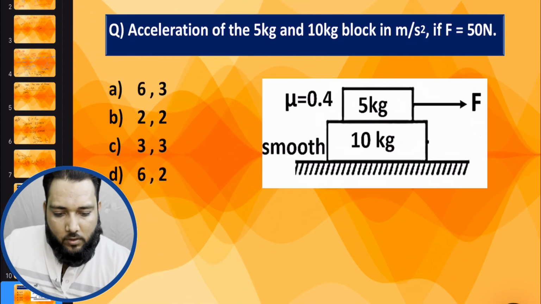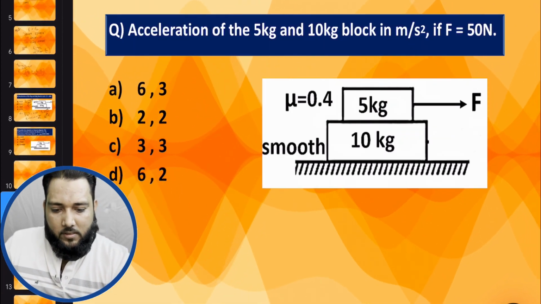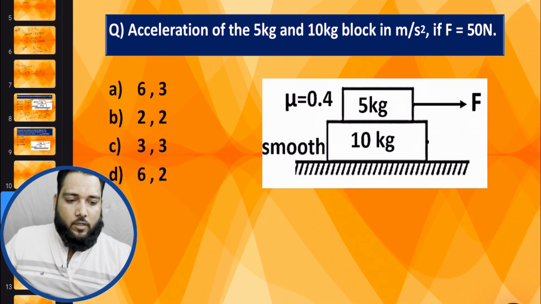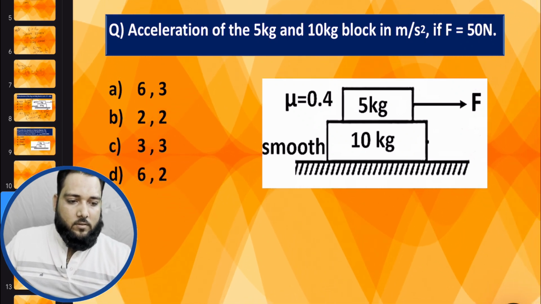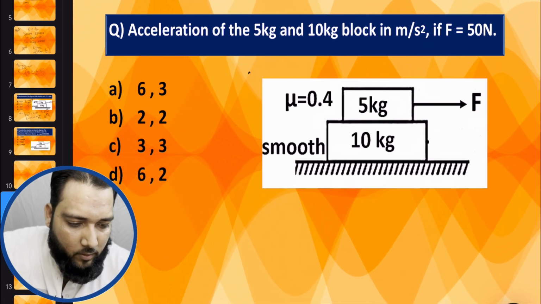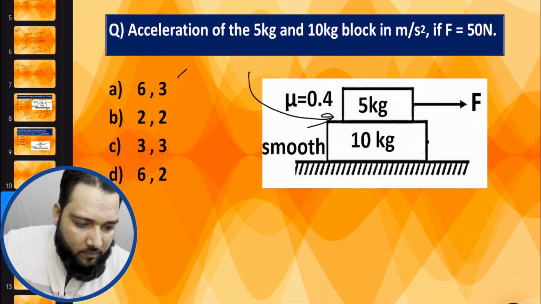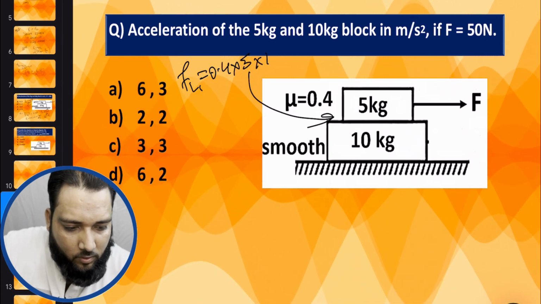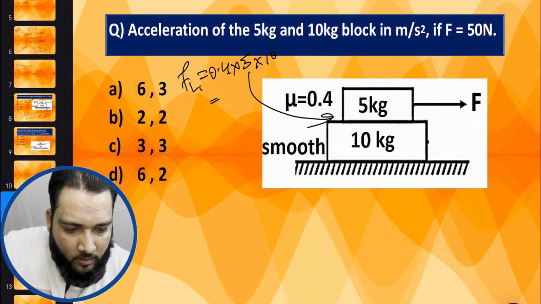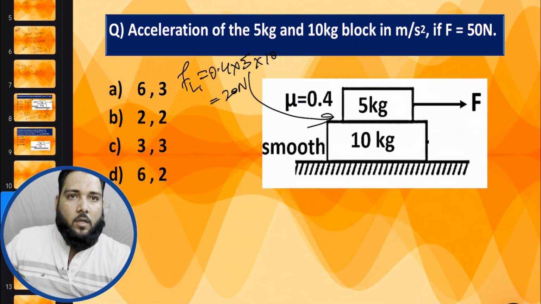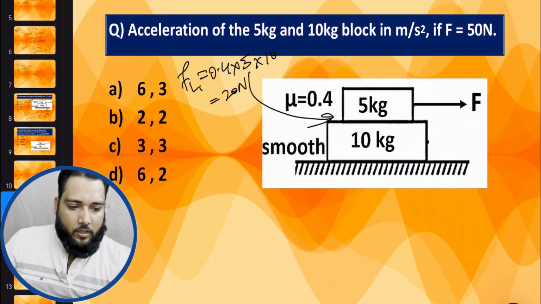Any confusion, guys? No? So the next question, again we will use the same approach. I am directly doing this one. F is 50 Newton. First we find the limiting friction of this one. That will be FL1 equals 0.4 into 5 into g. I am taking g as 10 here, so this will be 20 Newton.